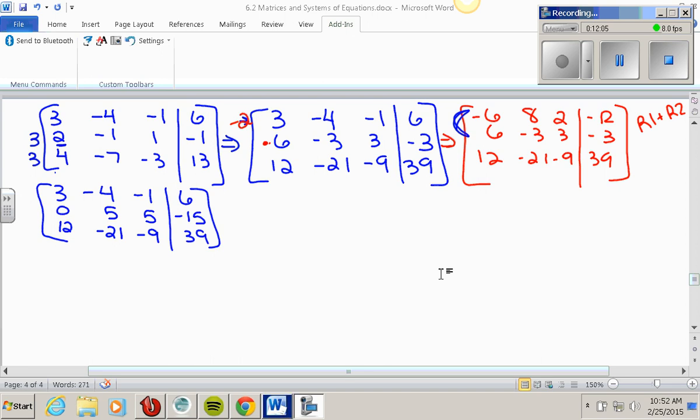So again, we want this row echelon. So we want this and this to be zeros. Okay, so that's what we're working towards. So let's go about getting rid of the 12. Again, I can use row 1. Let's multiply through by -4.